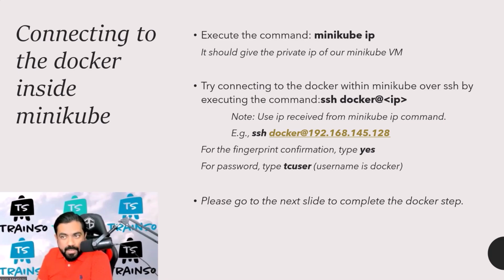You can connect to it over SSH as ssh docker@ whatever IP you get from minikube ip. And it will ask for fingerprint confirmation, type yes. And if it asks for a password, type tcuser. Username is docker and tcuser is the default password. In case it changes over time, I will try to update it below the video.